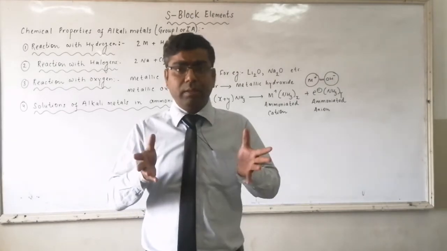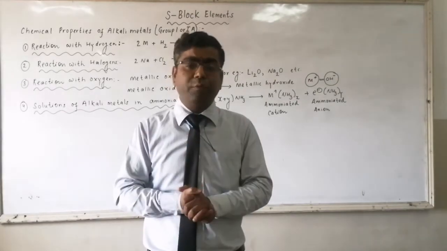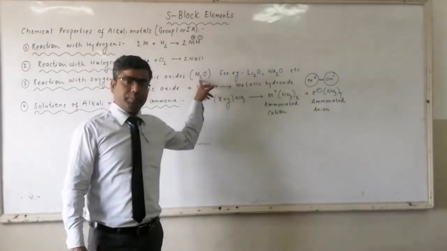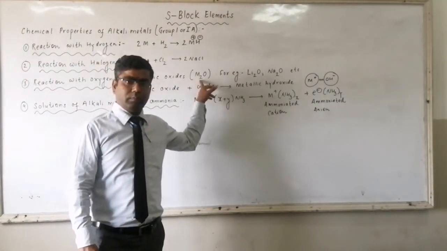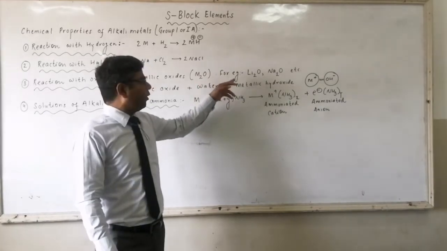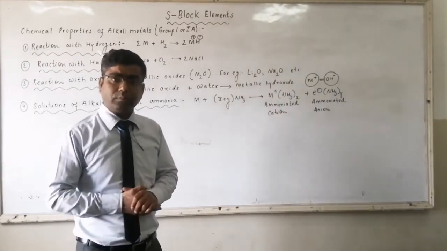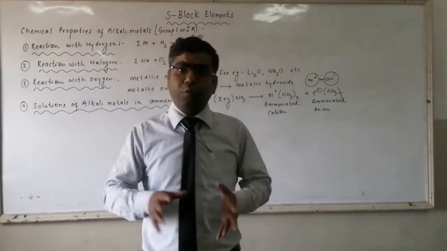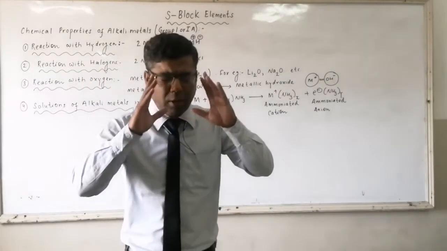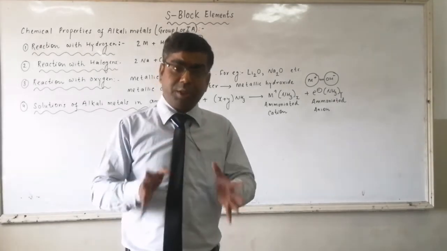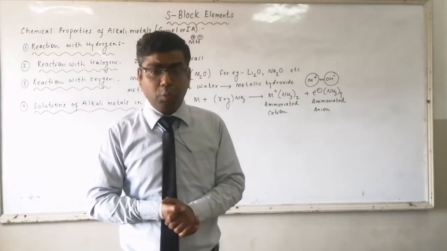If they are exposed to air, they will react with oxygen and form metallic oxides with formula M2O. So lithium will form Li2O, sodium will form Na2O, etc. Sodium can also form peroxide Na2O2, and potassium can also form superoxide KO2.